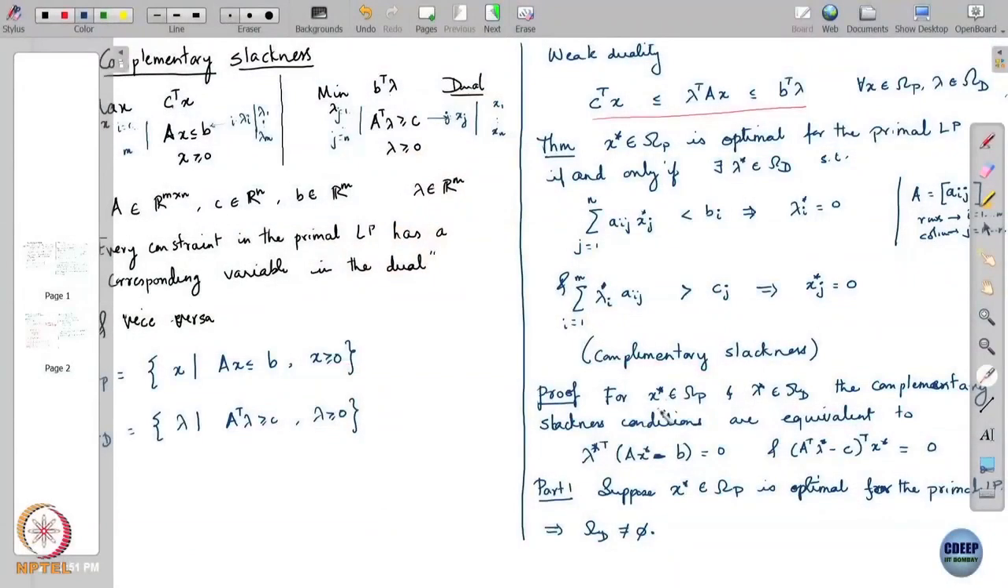So effectively, solving a linear program amounts to finding an X star which is in the feasible region of the primal, and alongside it a lambda star which is in the feasible region of the dual. Being feasible for the primal and the dual simply means that they must lie in these polyhedra, but in addition to that they must also satisfy these nonlinear equations. That's what it means to solve a linear program.